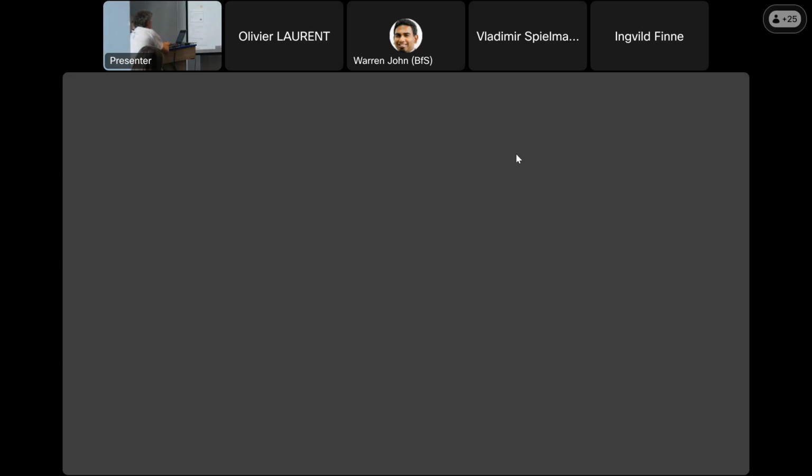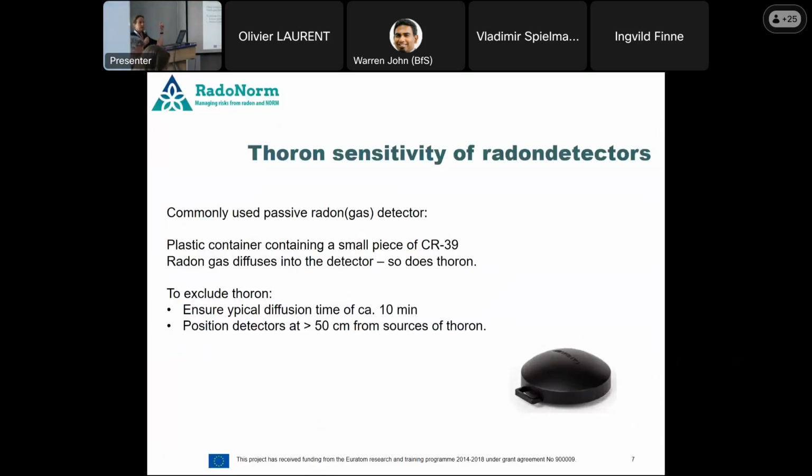Okay, so just a very brief explanation of why detectors can be sensitive to thoron. Your typical passive radon detector used in many surveys, and there are more, but this is just an explanation for the typical passive one, is a plastic container containing a small piece of transparent plastic, CR39, and radon gas diffuses into the detector and eventually decays in proximity of this piece of plastic, which leaves tracks in the plastic which can be counted. But if radon can diffuse in, so can thoron. And if the diffusion distance to the actual detector is short, thoron can reach this detector before it decays.